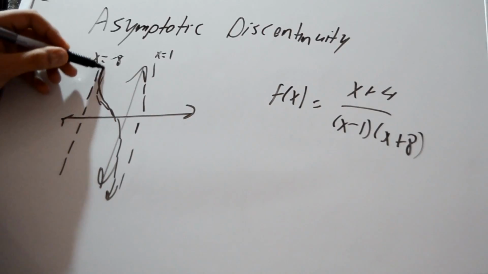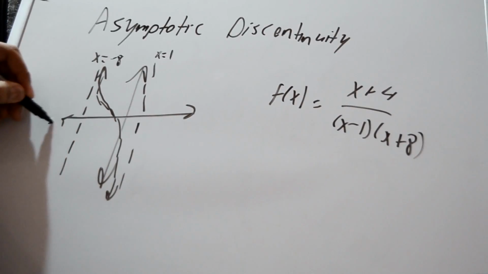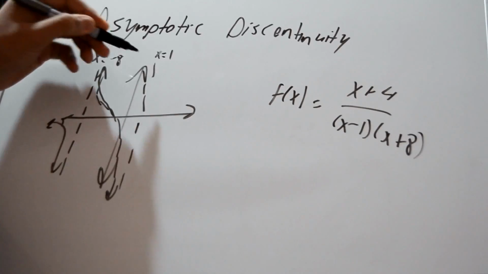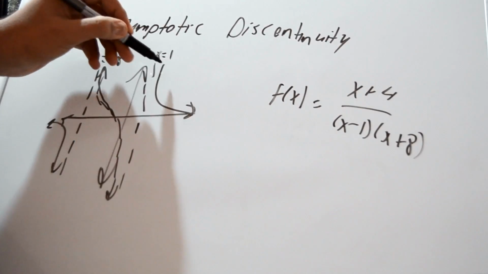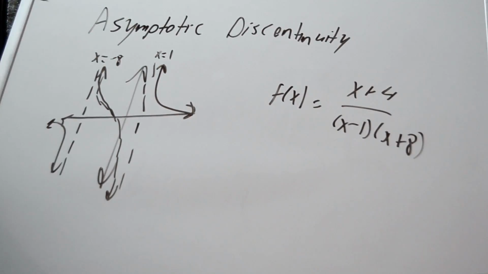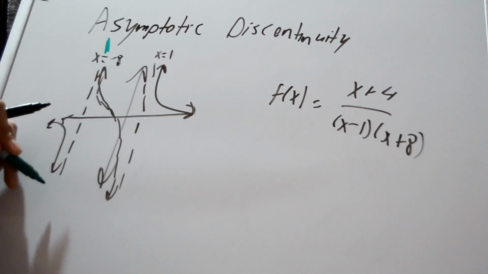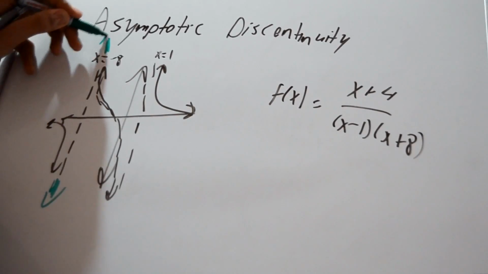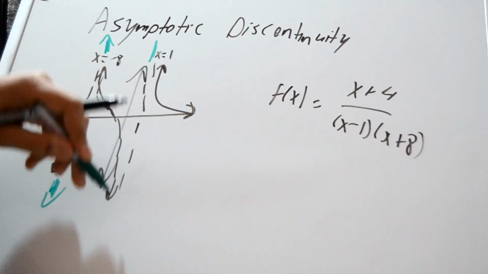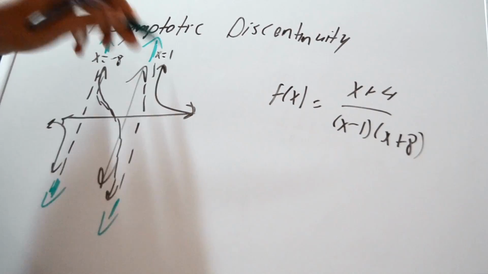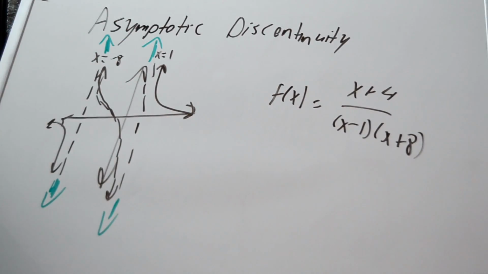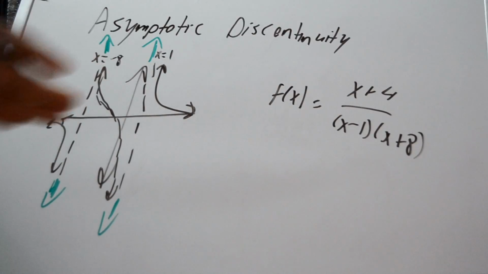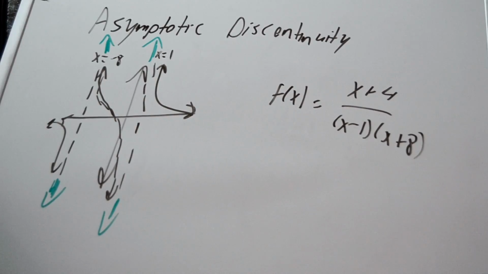That's our graph, and right here, we'll use a different color, is our vertical asymptotes, and there are no values defined for those. So at x equals 1 and x equals negative 8, there are no values, and that whole line is undefined. And that's the first type of discontinuity you should know.